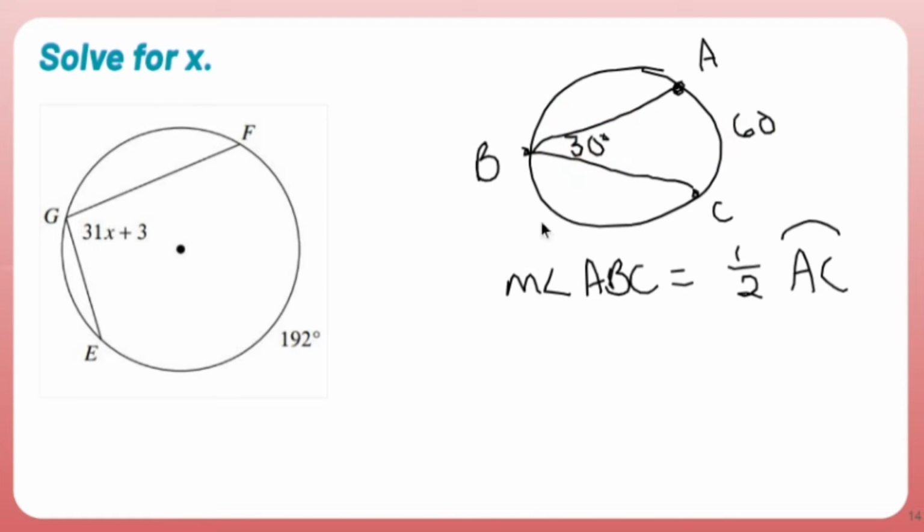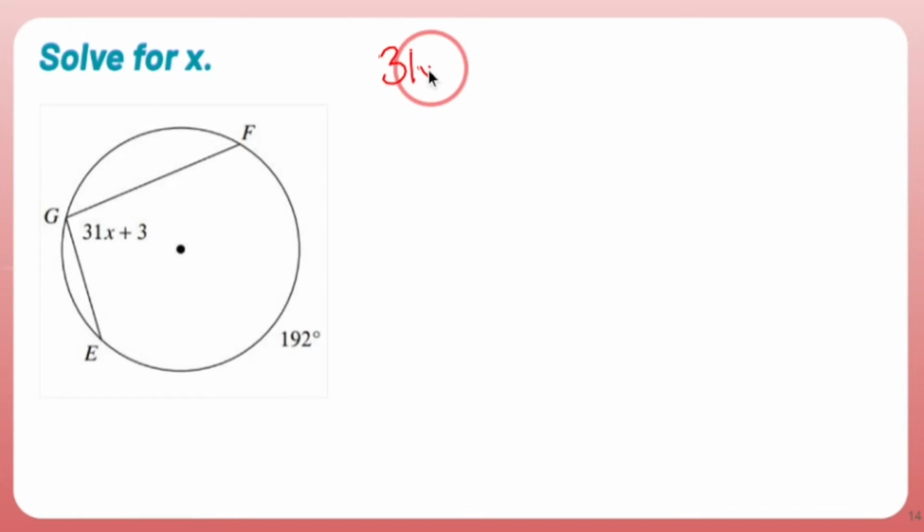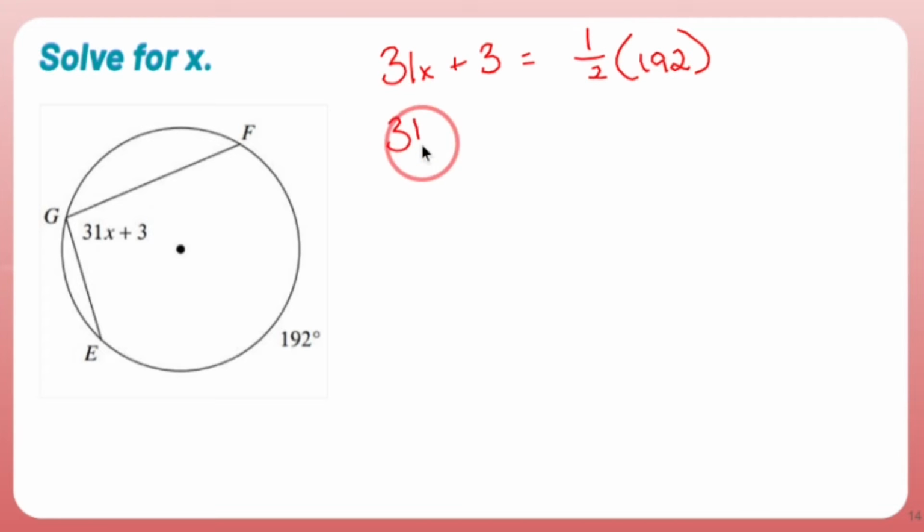So if AC was like, I don't know, 60, you would be 30. Okay? So the way I'm going to view this is this inscribed angle is going to be half of 192. I'm going to set up the equation: 31x plus 3 is half of 192. So 31x plus 3 hasn't changed yet. Half of 192 is 96.